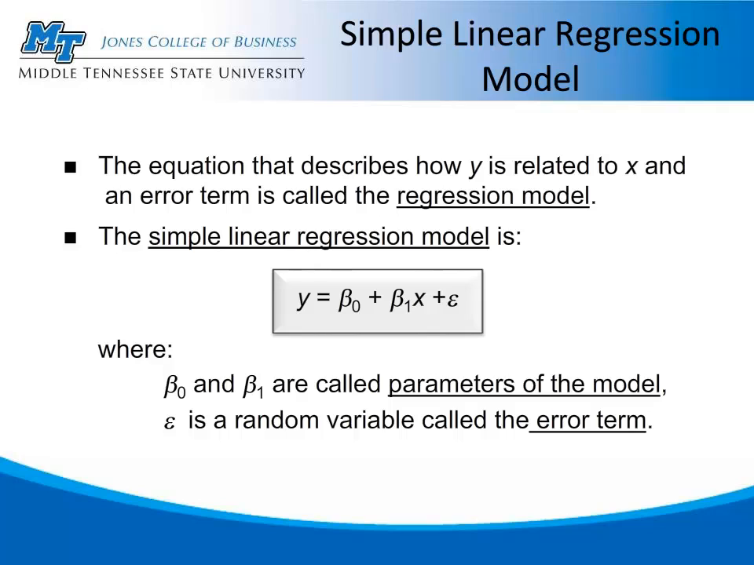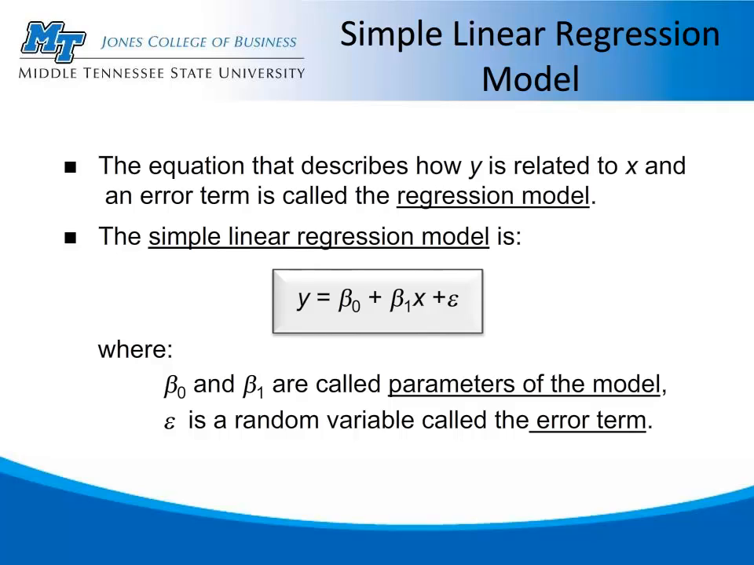The equation that shows you how y is related to x, which includes the random error term, is referred to as the regression model. So y is equal to beta sub 0 plus beta sub 1 times x plus epsilon. Epsilon is the character that kind of looks like an E, but it's the Greek letter epsilon, and it's the random error term. Beta sub 0 is where it crosses the y-axis, and beta 1 is the slope. It's a change in y over the change in x. Now they're referred to as the parameters because this is the population relationship.